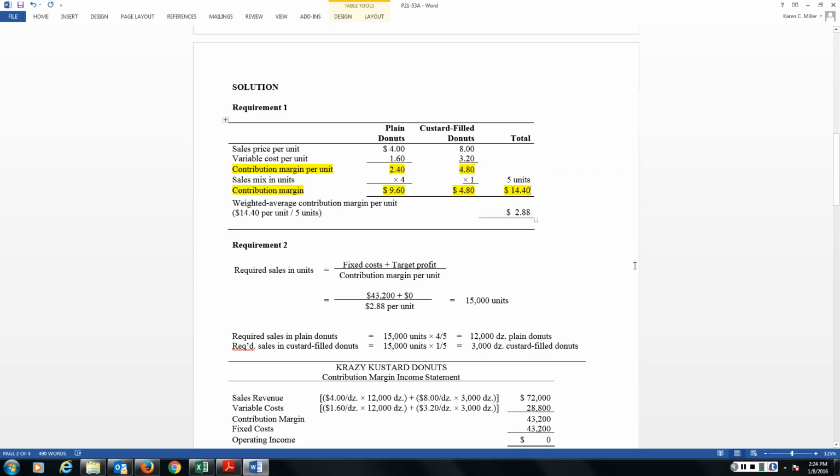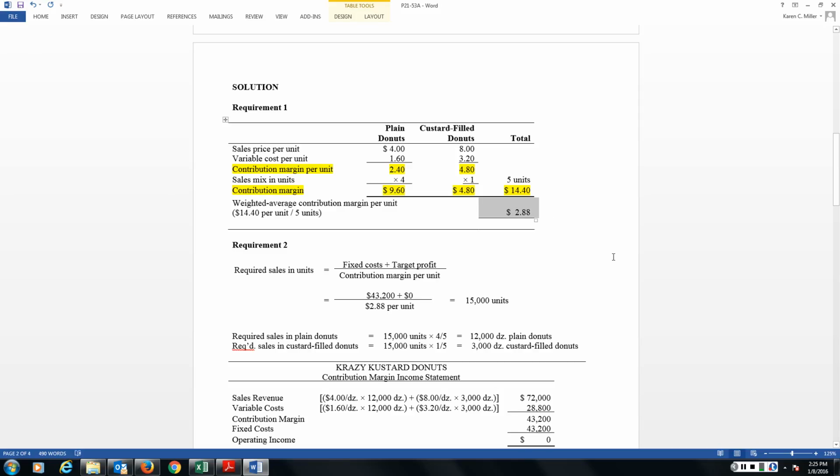So the next step that I have is a contribution margin of $9.60 and $4.80 or $14.40 for my donuts. But this is $14.40, okay, for how many units? 5 units. How did I come up with 5? 4 dozen plain donuts for every 1 dozen of custard filled. So I'm dealing with cost for basically 5. We could carry this extension out. 4 plus 1 is 5. So $14.40 divided by 5, using my sales mix ratio, tells me that my weighted average contribution margin per unit, per dozen, okay, is $2.88.